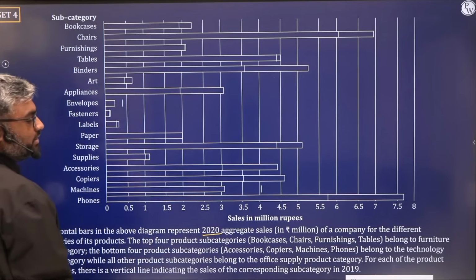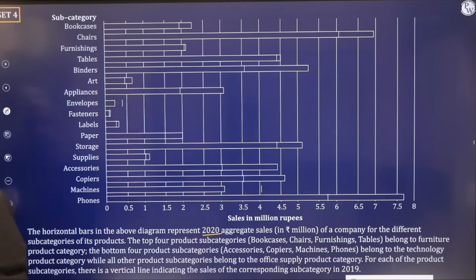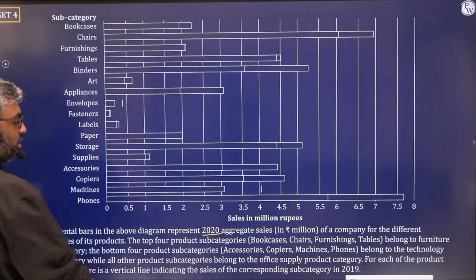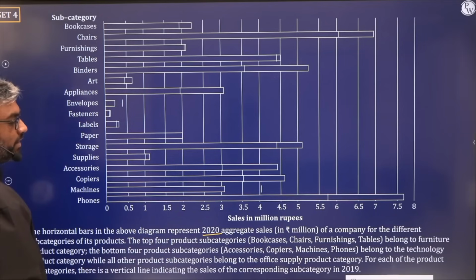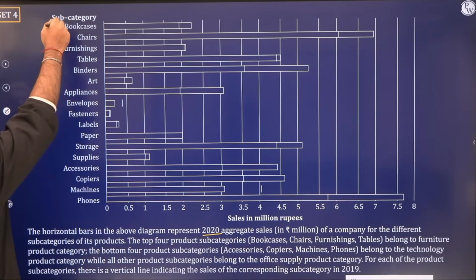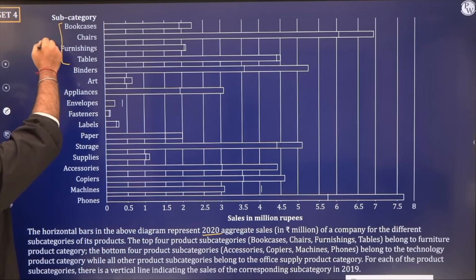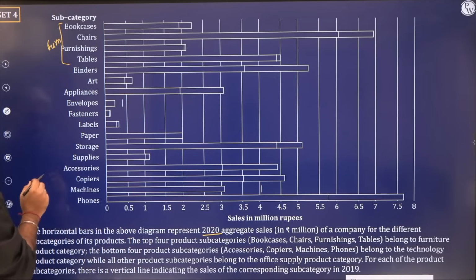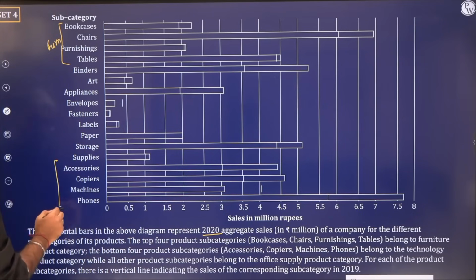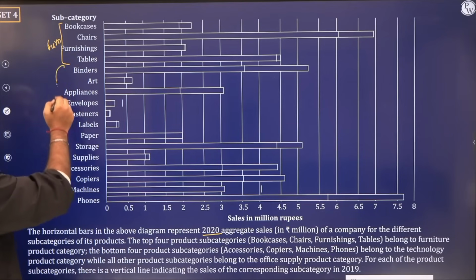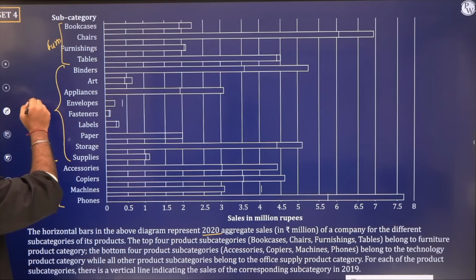2020 sales in $1 million of a company for the different subcategories of its product. Top 4 products are furniture. 1, 2, 3, 4. ये furniture है. Bottom 4 accessories, copiers, machines and phones are technology. And the remaining are office supplies.